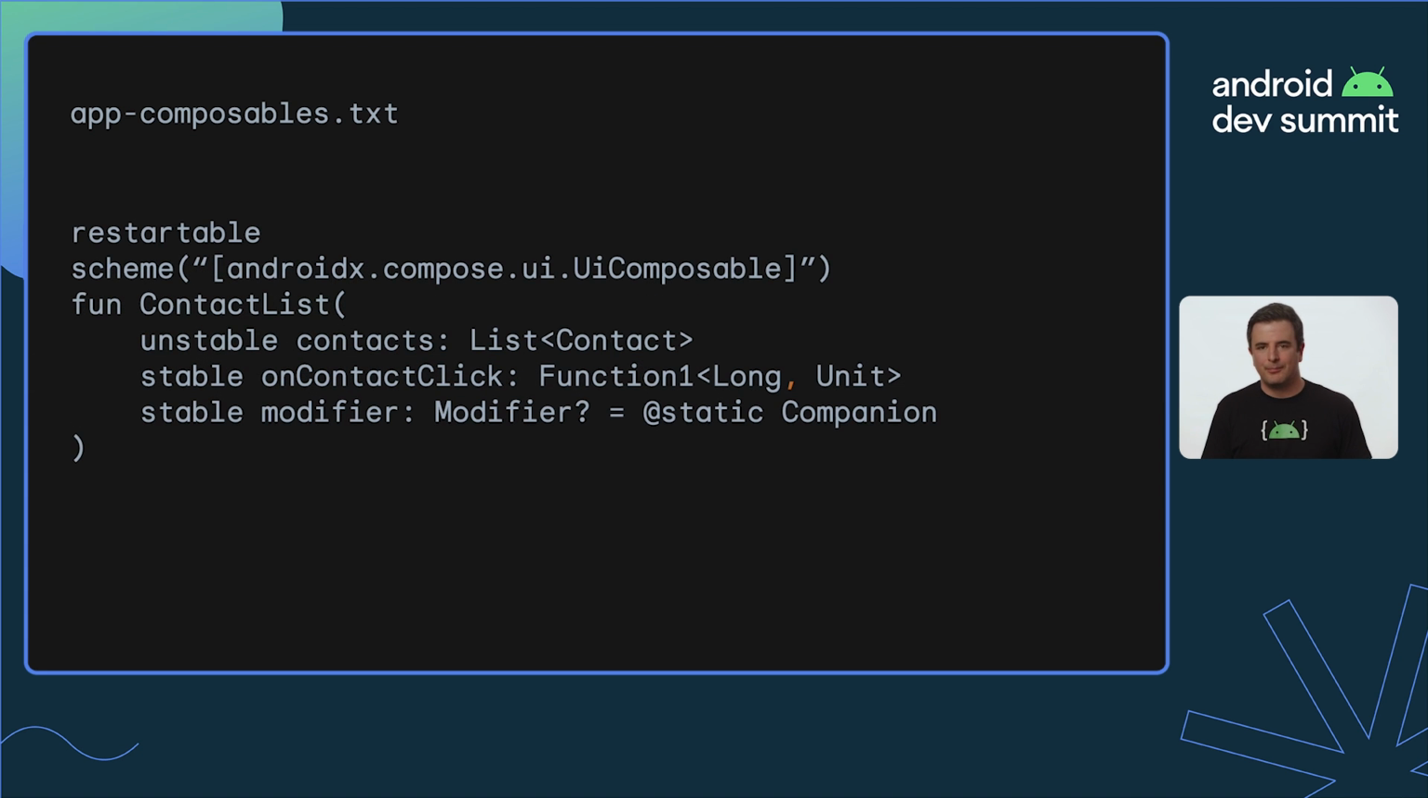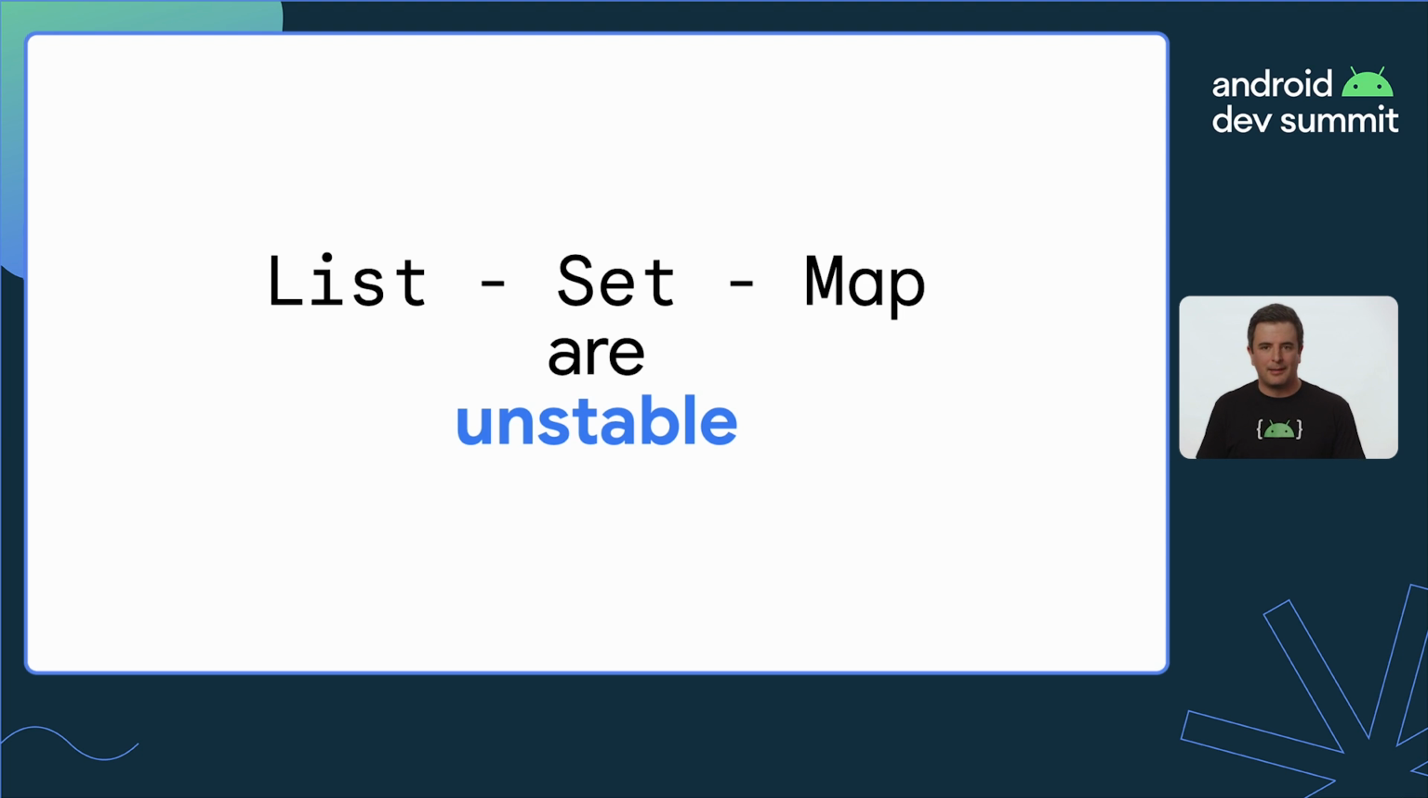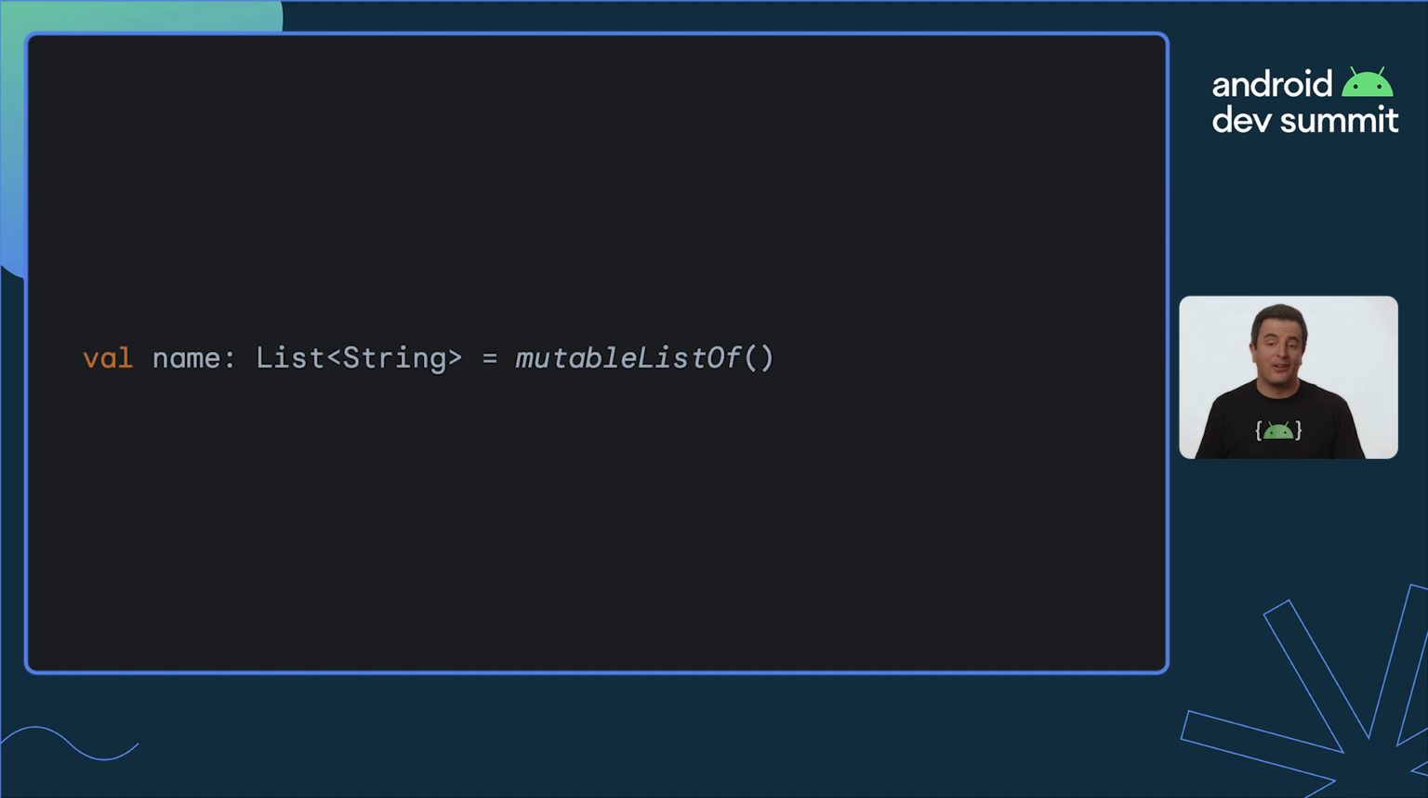But let's look at another one. This is the contact list composable. It's a composable that takes a list of contacts and displays them. But there is something strange happening. The list of contact is being declared unstable, even though we know that the contact class is stable because we just fixed it. This is why Compose treats list, set, and map as unstable. This might seem strange, but there is a good reason why. It's because they are unstable.